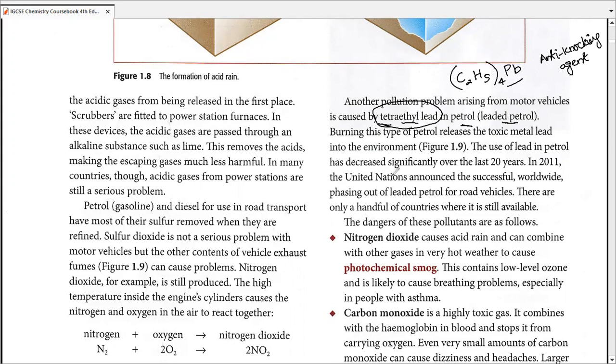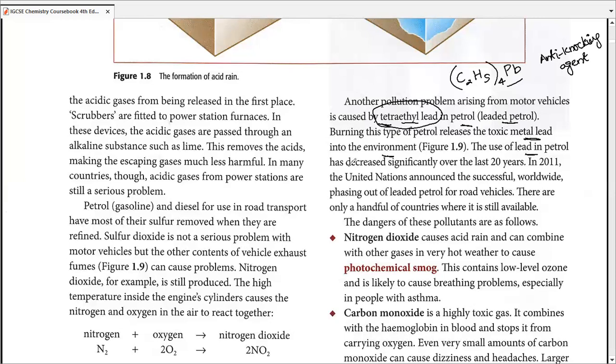And we later on understood that production of this sound means a lesser engine life. So we started coming up with ways to reduce the sound. Apart from the fact that the sound is irritating, it also harms the engine. So we started using this compound, and the petrol came to be known as leaded petrol. Now, what are the disadvantages? Let's study the rest. Burning this type of petrol releases the toxic metal lead into the environment.